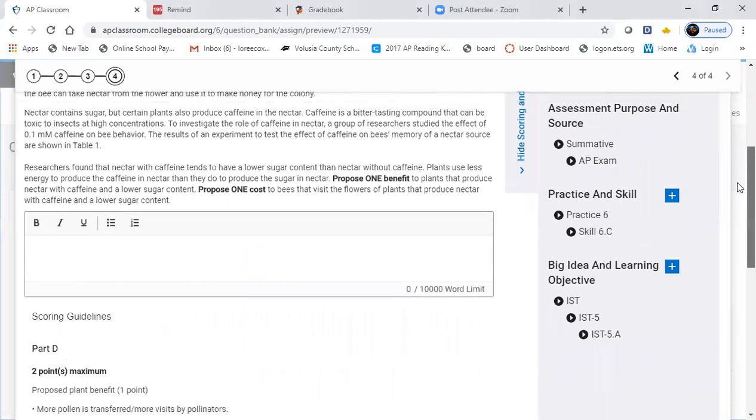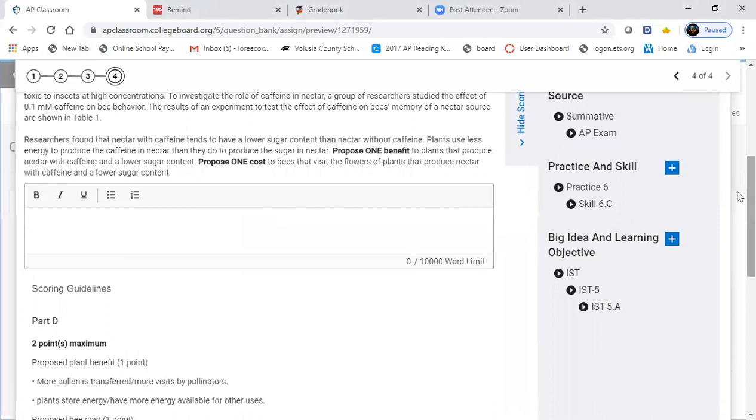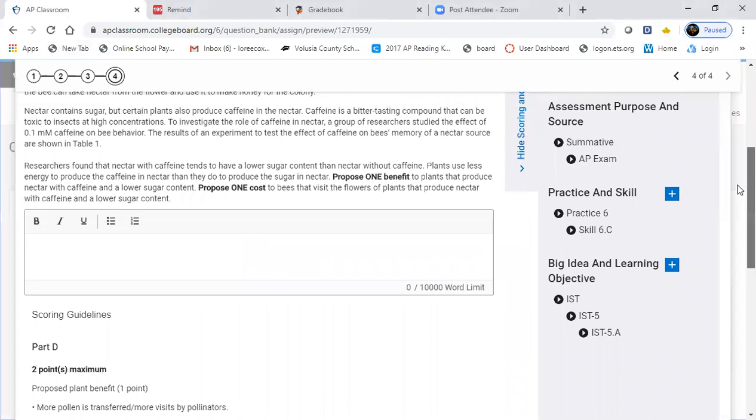The biggest mistake I saw in this was that people were not saying which one was which. They were just making a statement without saying this is for the plant and this is for the bee and what it is. Okay, so let's look at some of your responses.